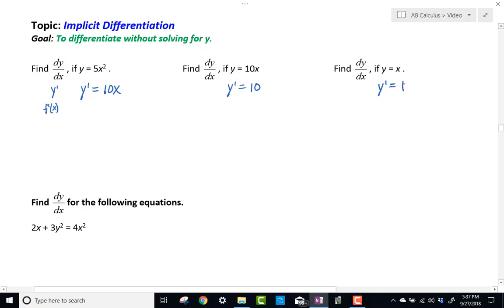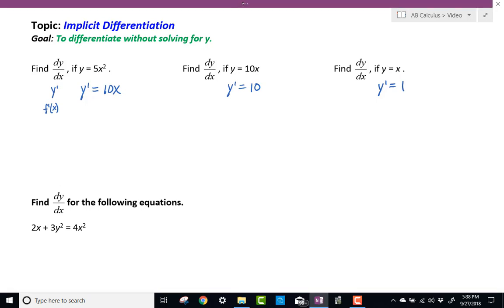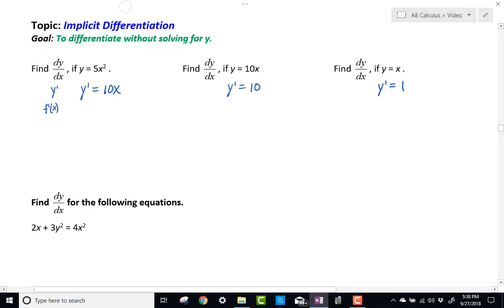Okay, let me see, what else we got going on here? Hang on one second. Sorry about that. I was trying to decipher my notes here and something wasn't looking right, so I finally figured out what I was doing.